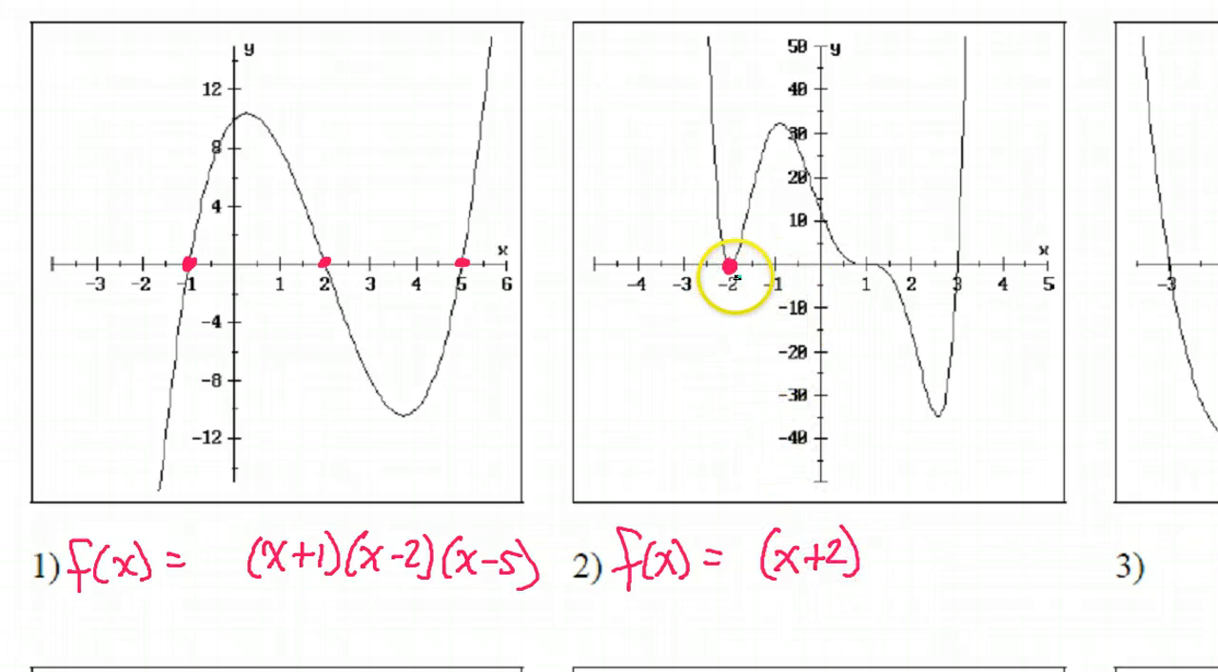Okay, but that is a bounce. So that tells me that this factor is squared because there's a bounce happening. Then I see another 0 here at 1. That gives me a factor of x minus 1.